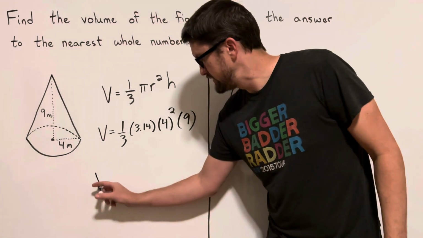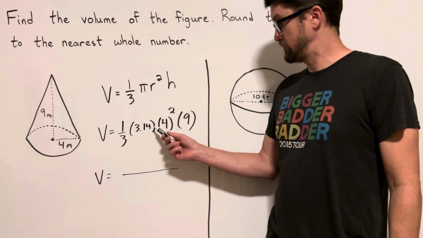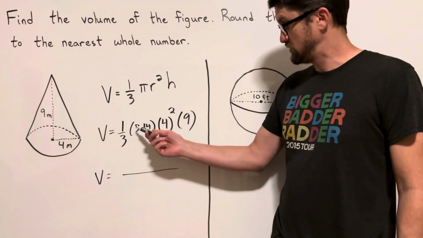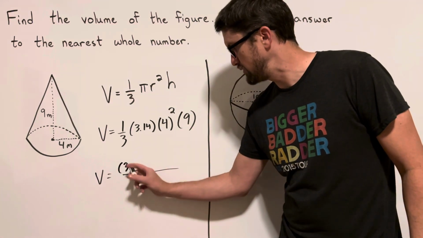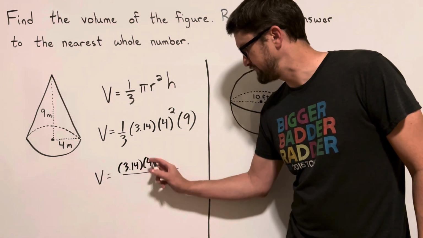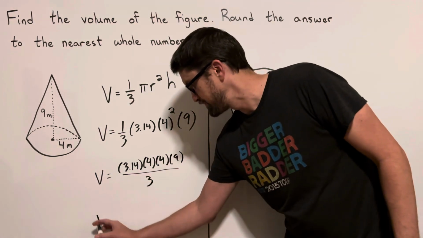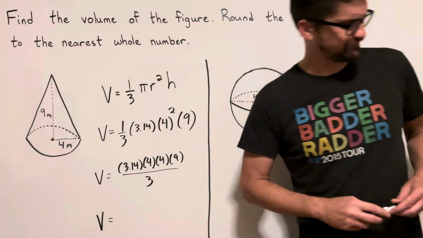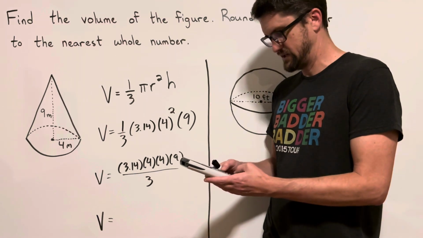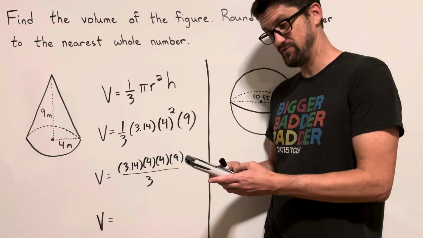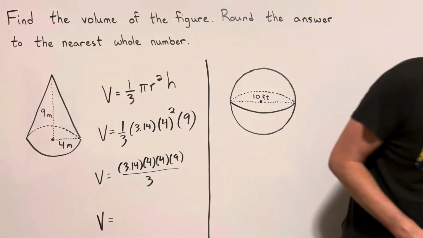Now what you can do to calculate this, instead of doing 1/3 times 3.14 times 4 squared times 9, you can multiply these and then divide the whole thing by 3. So we're going to do 3.14 times a couple of 4s times a 9, and then divide the whole thing by 3. All right, so in the calculator, I have 3.14 times 4 times 4 times 9 divided by 3, and I get, to the nearest whole number, 151.